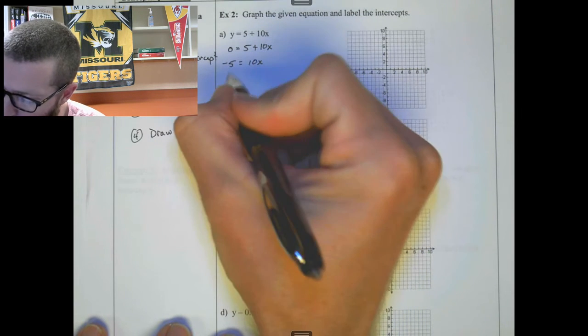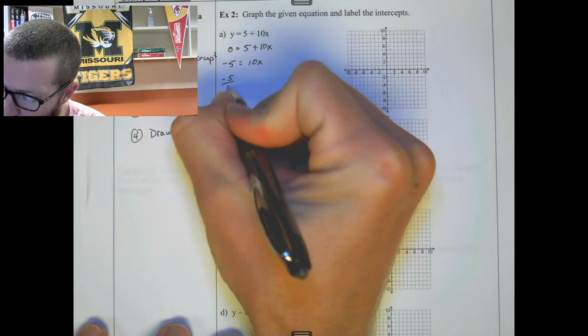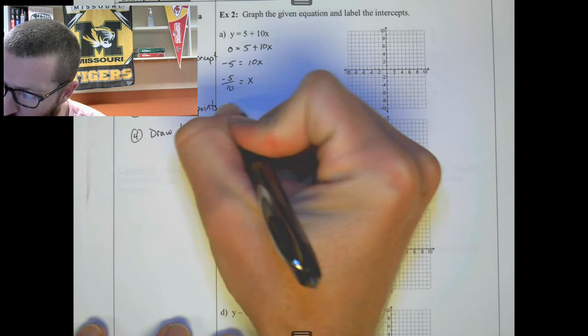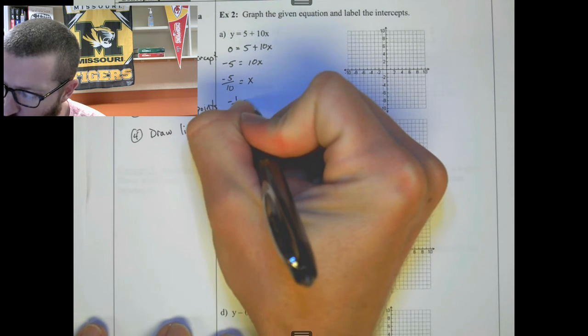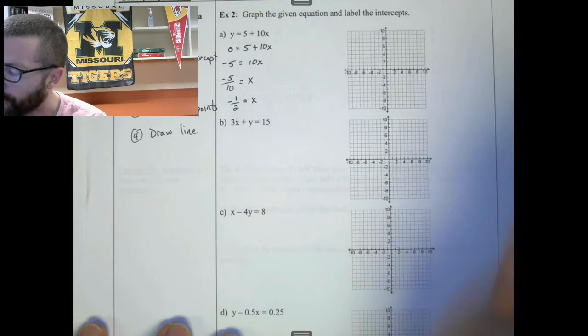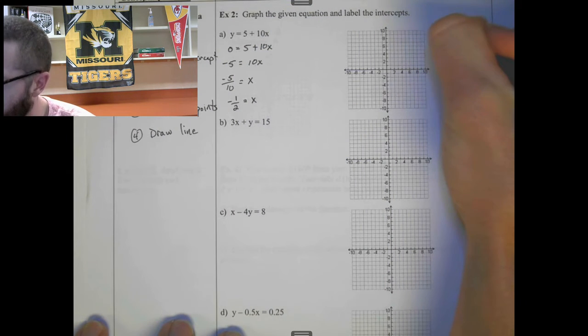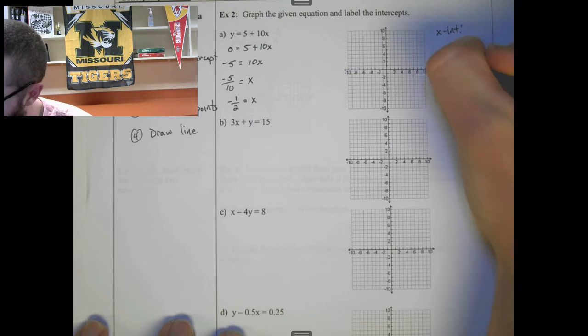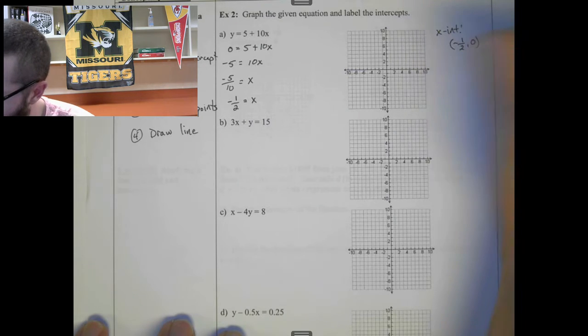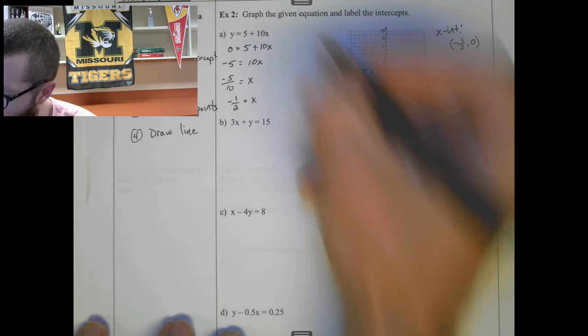So divide by 10, and you get negative 5 over 10 is equal to x, or negative 1/2 when you reduce is equal to x. So that means my x-intercept, we'll put it over here, is negative 1/2, 0. Okay, let's find our y-intercept.